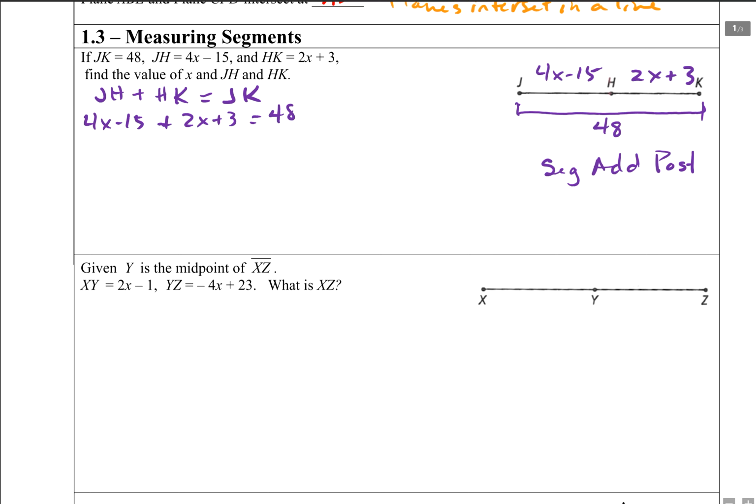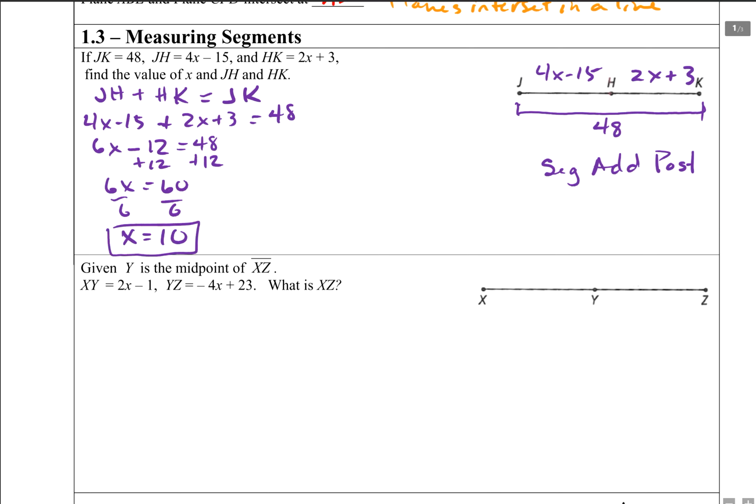And I just combine my terms. 6x minus 12 equals 48. Add 12 to both sides. 6x equals 60. Oh, that's a nice number. So x equals 10. That was one of the things I was supposed to find.